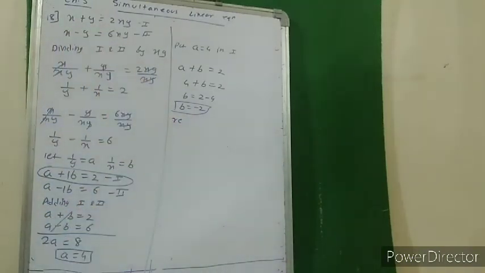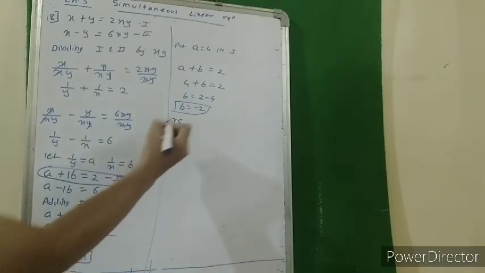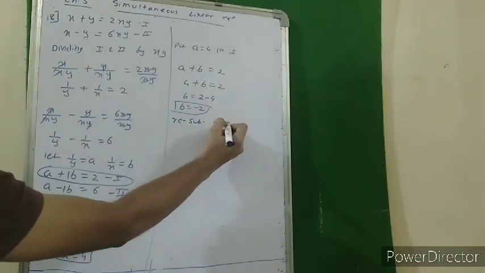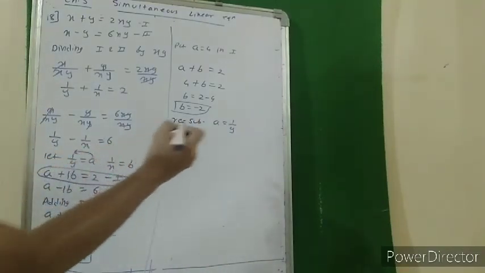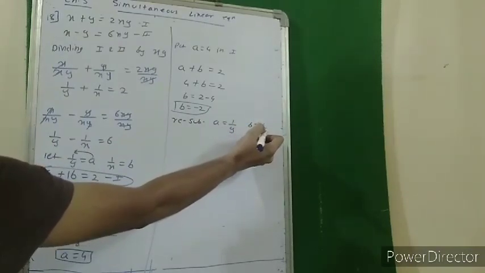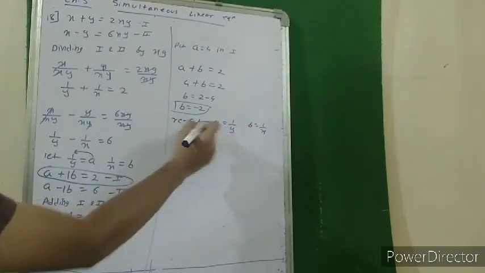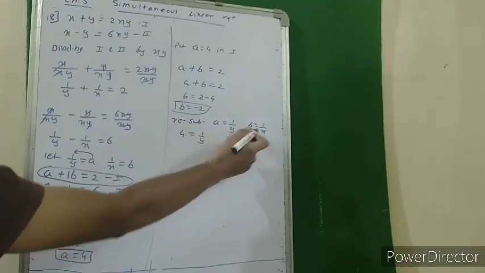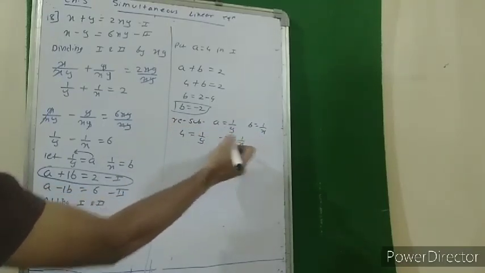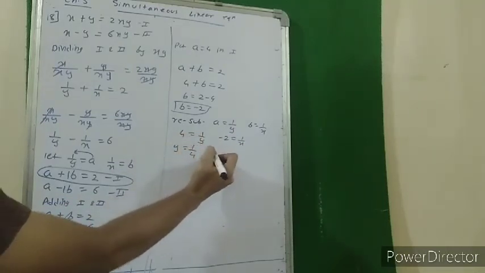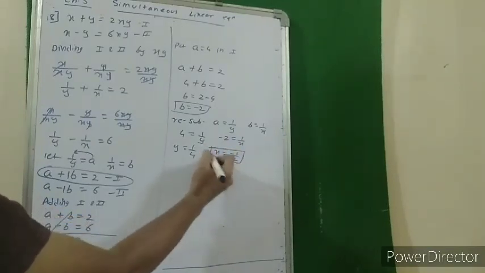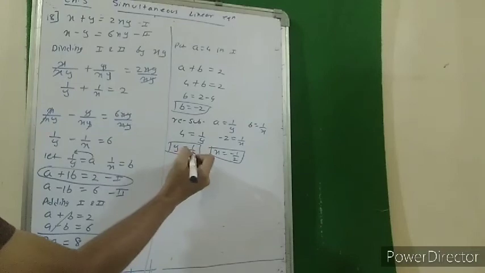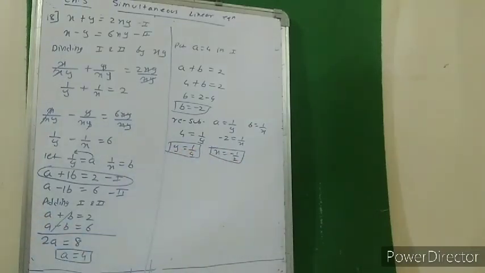So re-substituting a is equal to 1 upon y. See, pay attention. a is equal to 1 upon y and b is equal to 1 upon x. So what is the value of a? 4 is equal to 1 upon y. b is minus 2, which is equal to 1 upon x. So y is equal to 1 upon 4. x is equal to, the minus sign will also come there, so it will be minus 1 upon 2. Sorry, y is equal to 1 upon 4 and x is equal to minus 1 upon 2.